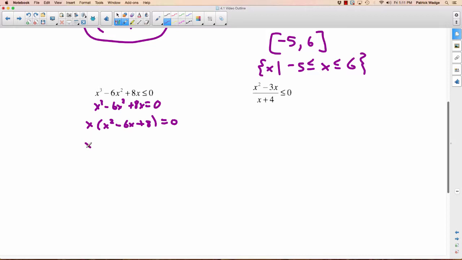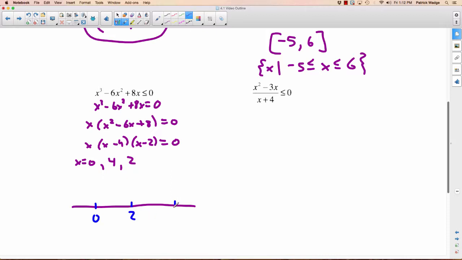Then try to factor the trinomial. You'll get x minus 4 and x minus 2 equals 0, which means our answers are, don't forget this one, x equals 0, x equals 4, x equals positive 2. So these are the numbers that I'm going to put on my number line: 0, 2, 4. And I'm going to use the factored one in this case. Remember that our sign is less than or equal to 0, and I'm looking right here. So let's do some test points.